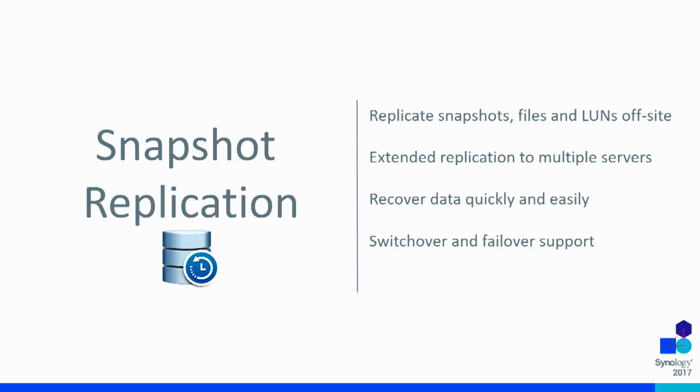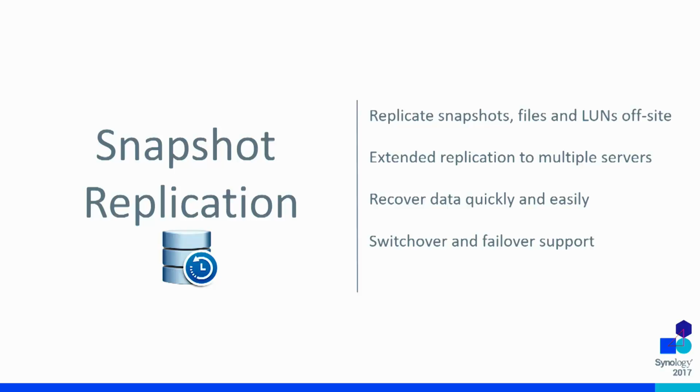There's also switchover and failover support. So if something happens to your primary server, you can use your secondary server as your primary site. And then when everything is working again at your primary site, you can then restore it back. So it's very aware of its relationship at all times and what's going on. So it's a very intelligent way to replicate your data across networks.